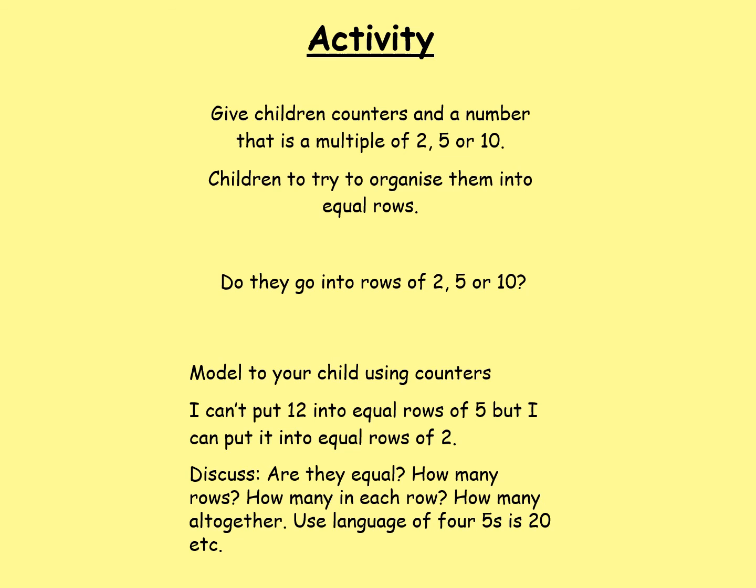And you could try and put those 12 counters into rows of 5. What you'll find is that you can't put them into rows of 5, but you could put the counters into rows of 2. Then with your adult, you could discuss: are your rows equal? How many rows are there? How many in each row? How many altogether? I'm hoping, adults, that you can understand what I've written here. It's a bit difficult to explain in child language.